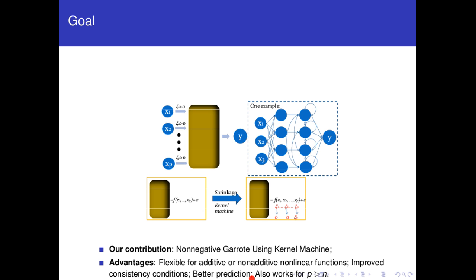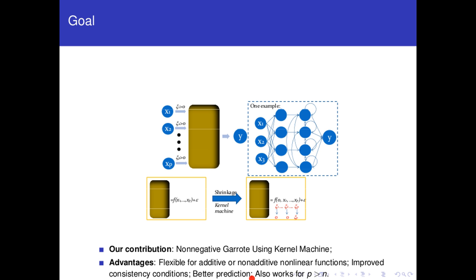So our goal is to propose a new method called the non-negative garrote using a kernel machine approach. In our approach, we don't specify the model structure between y and the input variable x. The model between output variable y and input variable x, we model using a black box. In this black box, maybe the x variables have very complicated interactions with each other. Maybe there is an interaction between y and x that we cannot quantify. So we model y and x as a black box, and we can estimate a nonparametric function f.